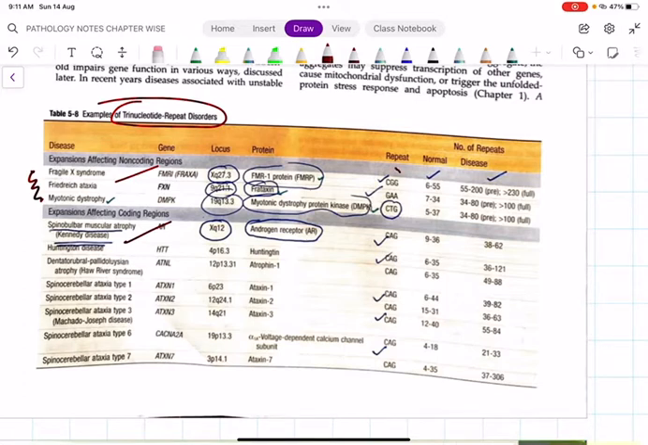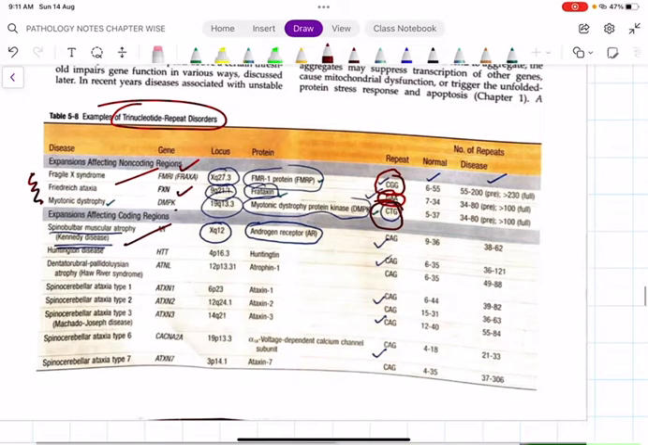Fragile X syndrome has CGG. Friedreich's ataxia has GAA. And finally myotonic dystrophy is CTG. These are the codons which are undergoing many repetitions, and that is responsible for the clinical manifestations of these conditions. What are the genes involved? FMR1, FXN, and DMPK. That is myotonic dystrophy protein kinase, frataxin in Friedreich's ataxia, and familial mental retardation 1 protein in Fragile X syndrome.